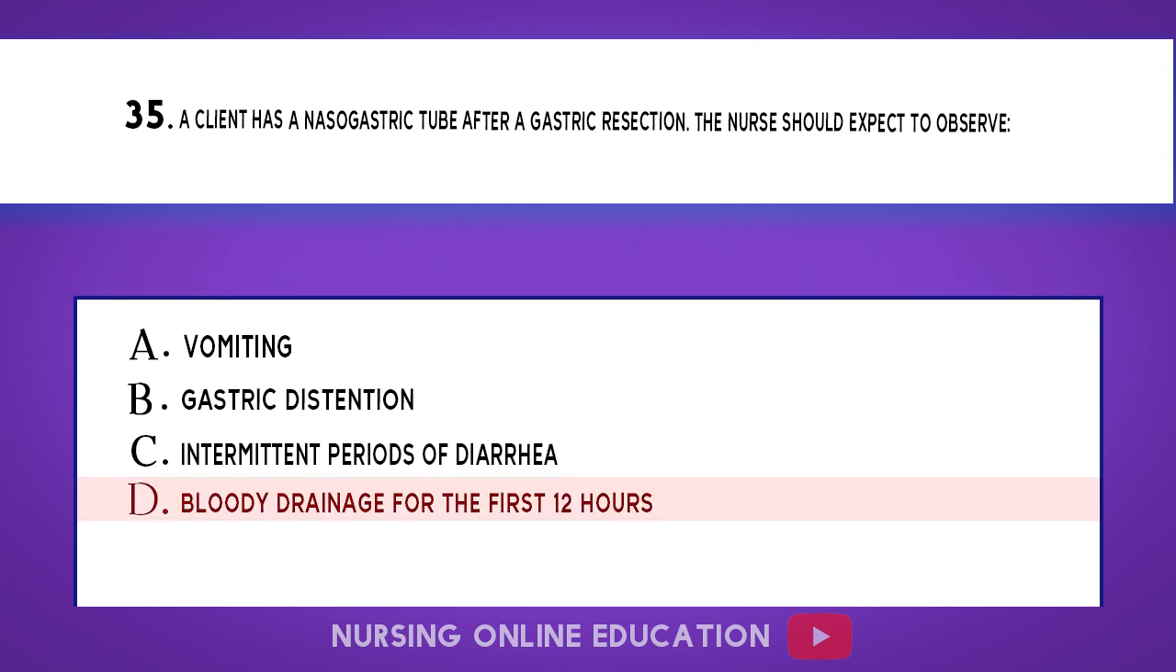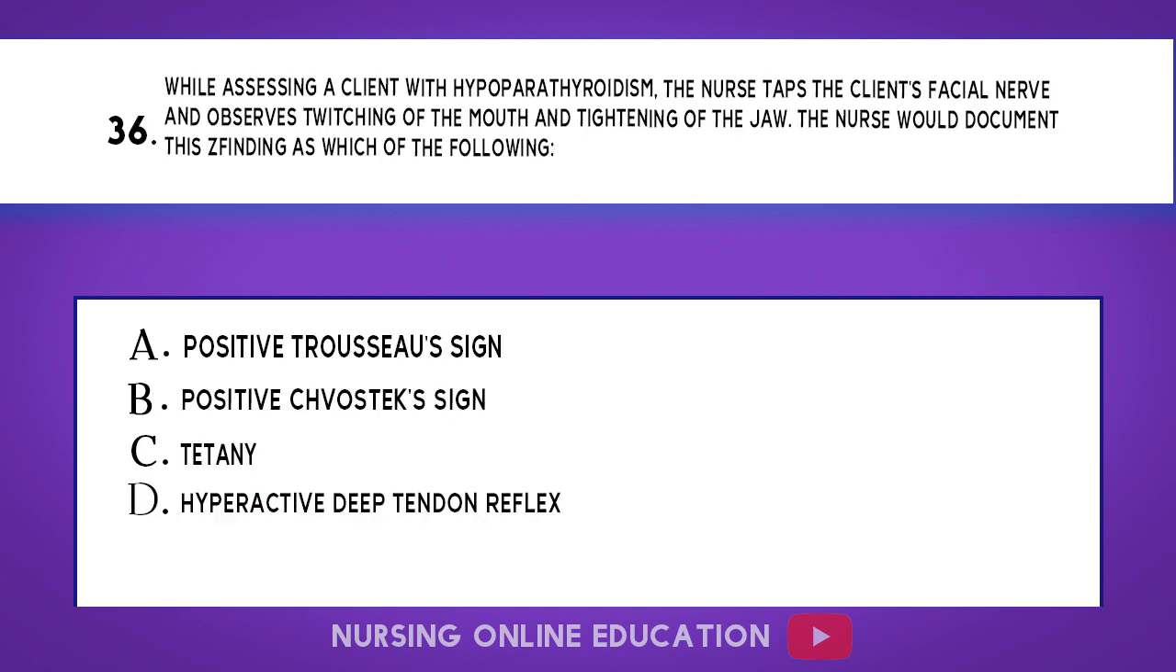The answer is option D. Bloody drainage for the first 12 hours. 36. While assessing a client with hypoparathyroidism, the nurse taps the client's facial nerve and observes twitching of the mouth and tightening of the jaw. The nurse would document this finding as which of the following? A. Positive Trousseau's sign, B. Positive Chvostek's sign, C. Tetany, D. Hyperactive deep tendon reflex.